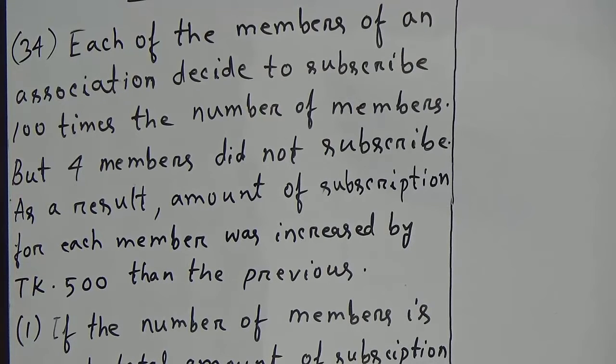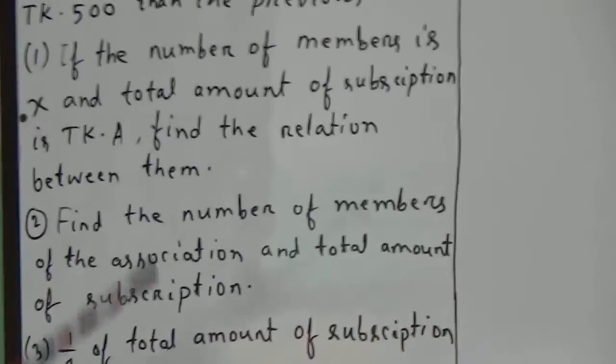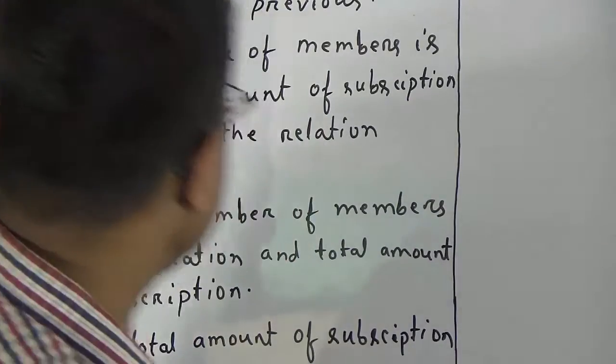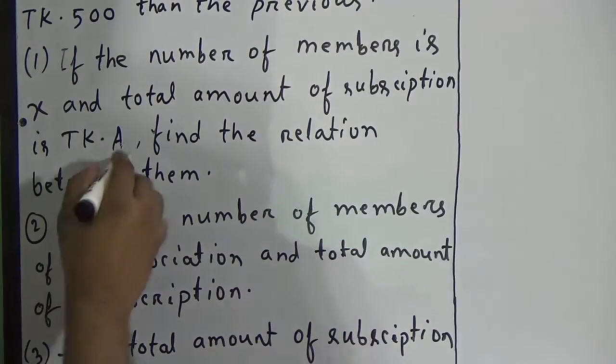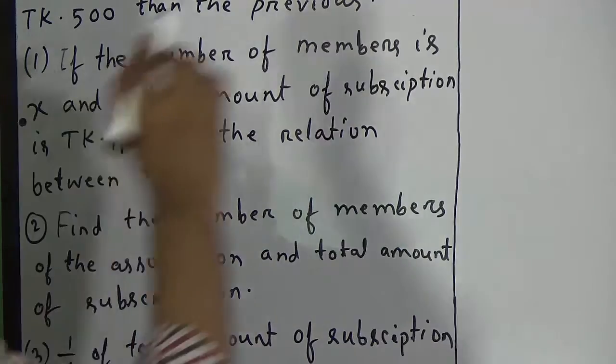Total number of members is X. So X member subscription, that means total subscription will be 100x multiplication x. That means 100x square. And here given the total amount of subscription is A. So that as per question we can write A equal to 100x square, and this will be the relation between them. Okay, now we'll solve one number.